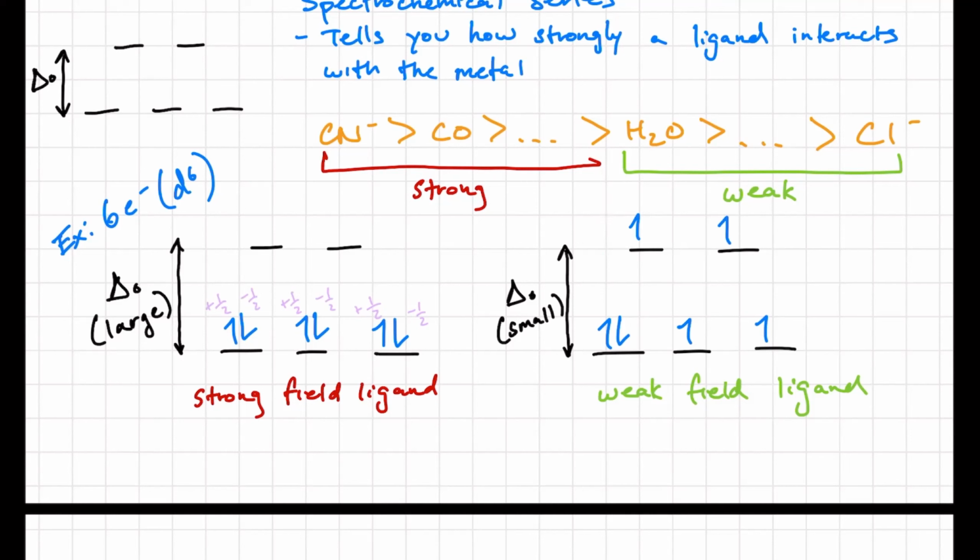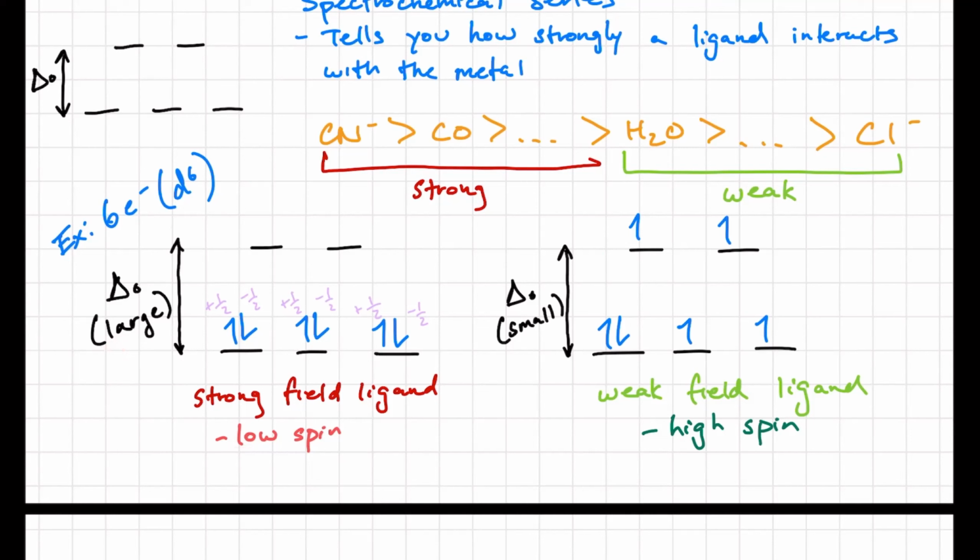So that is what makes a strong field ligand also low spin. It's low spin because if you were to add up all these spins, the total would be smaller than if you did it with a weak field ligand. So a weak field ligand is actually high spin. The way I remember this, a large splitting energy and low spin both start with L.